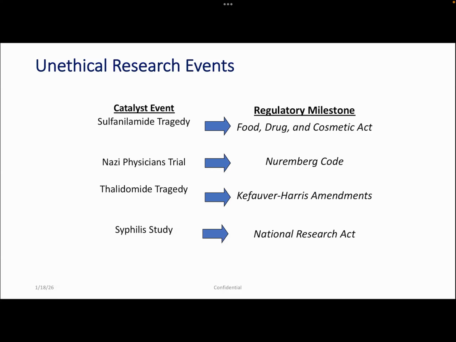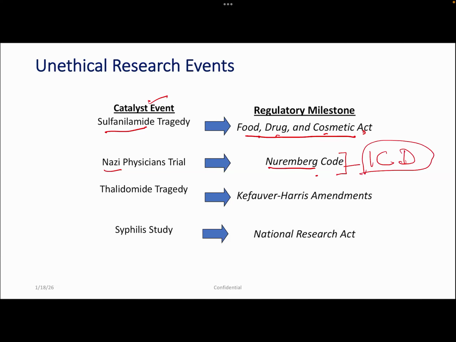Okay, so something has happened as a reaction. There was a tragedy like the sulfonamide tragedy, and because of this the Food, Drug, and Cosmetic Act came in US. Nazi trials during World War II, because of that the Nuremberg Code. Now, as a participant, what you should remember, Nuremberg Code was the one that gave the reason for the informed consent document.